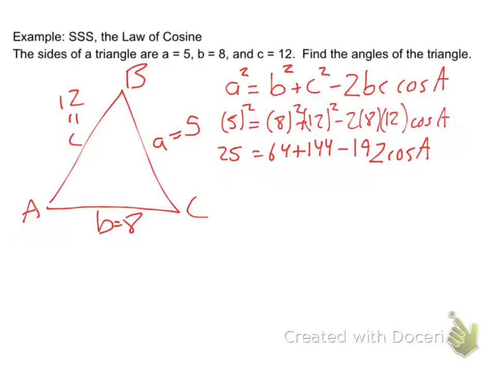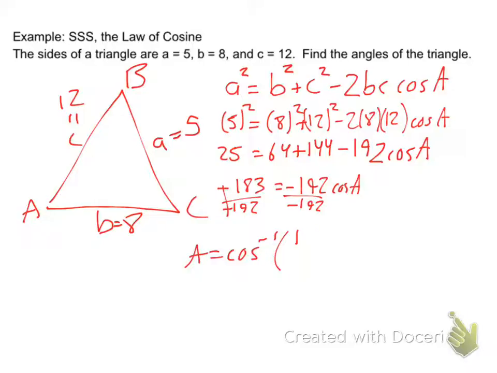Will you guys be okay with subtracting 64 and 144 to the other side in this step at the same time? So what's 25 minus the 64 minus the 144? It's a negative 183 equals negative 192 cosine of A. Divide both sides by negative 192. That makes it a positive. To get cosine by itself, A would equal the inverse cosine of 183 over 192.